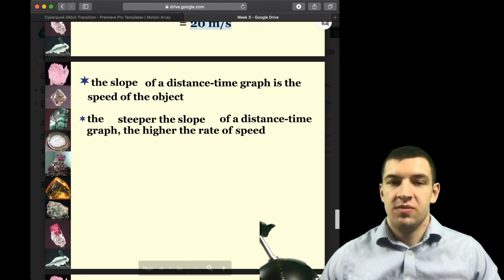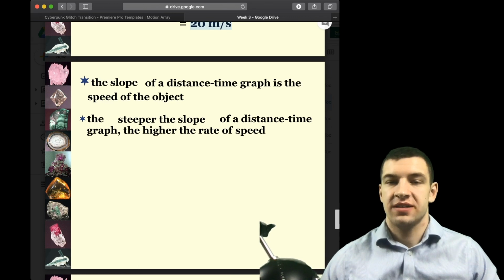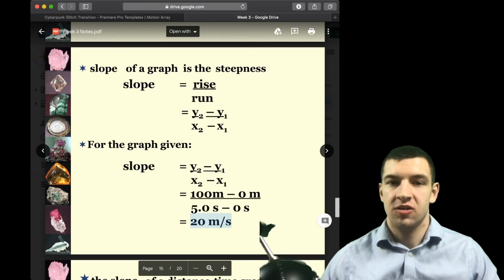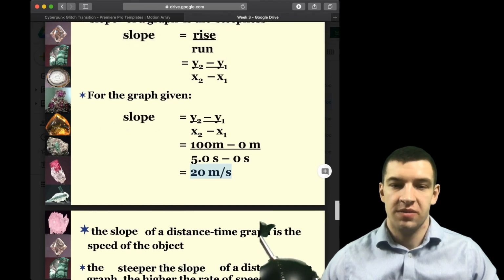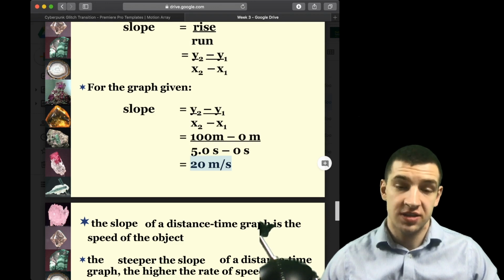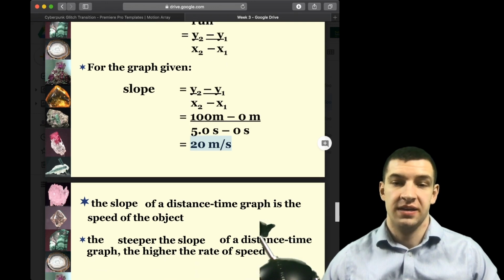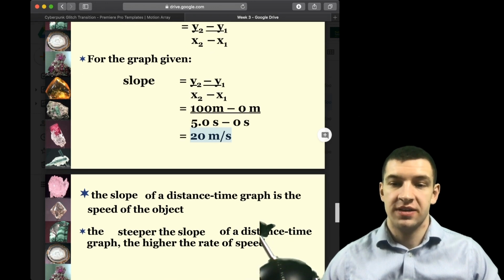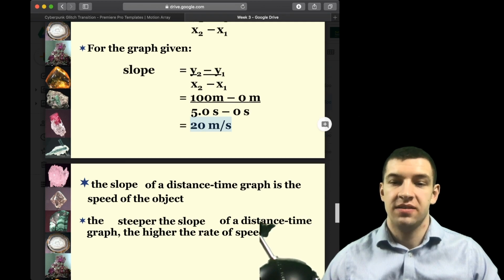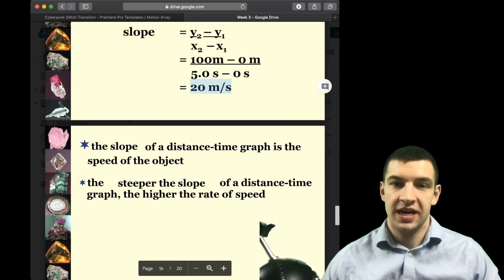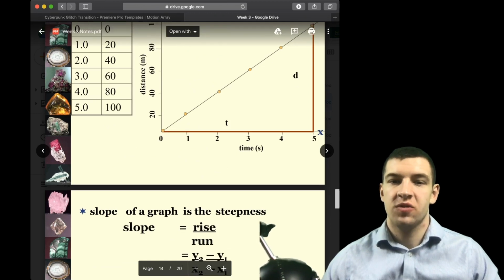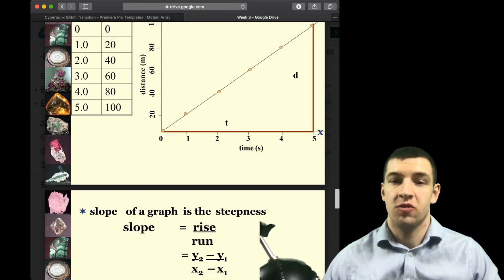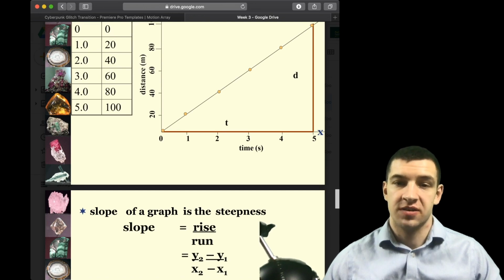So just to tell you more, the slope of a distance time graph is the speed of an object. So every time you hear slope regarding a distance and time graph, you're going to be getting the speed of the object. If you got the slope, it's technically the speed. The steeper the slope of a distance time graph, the higher the rate of speed. So again, the steeper this is, the faster it's going upwards compared to how it's going horizontally. So of course it's going to be a bit faster.